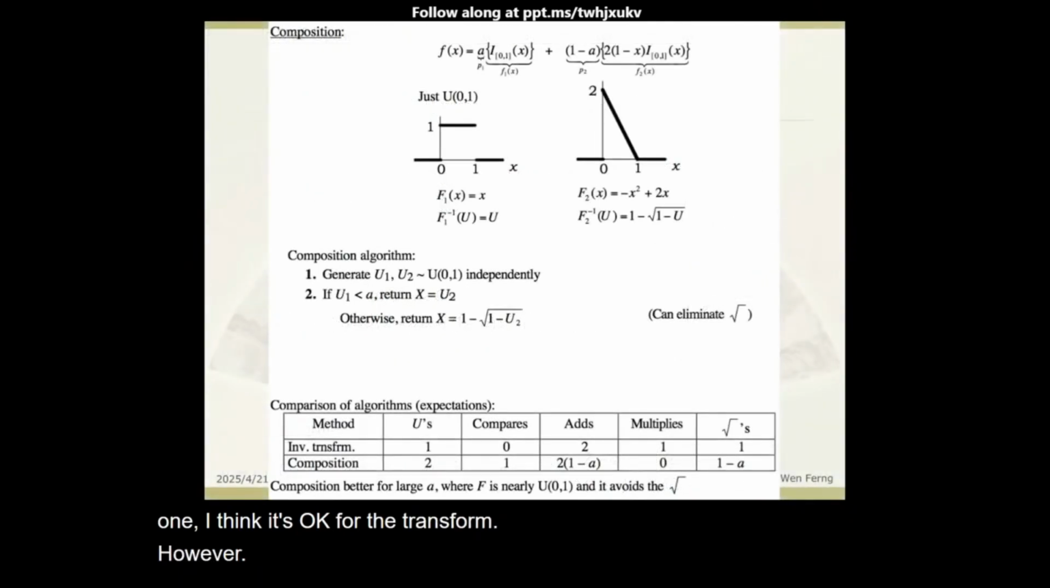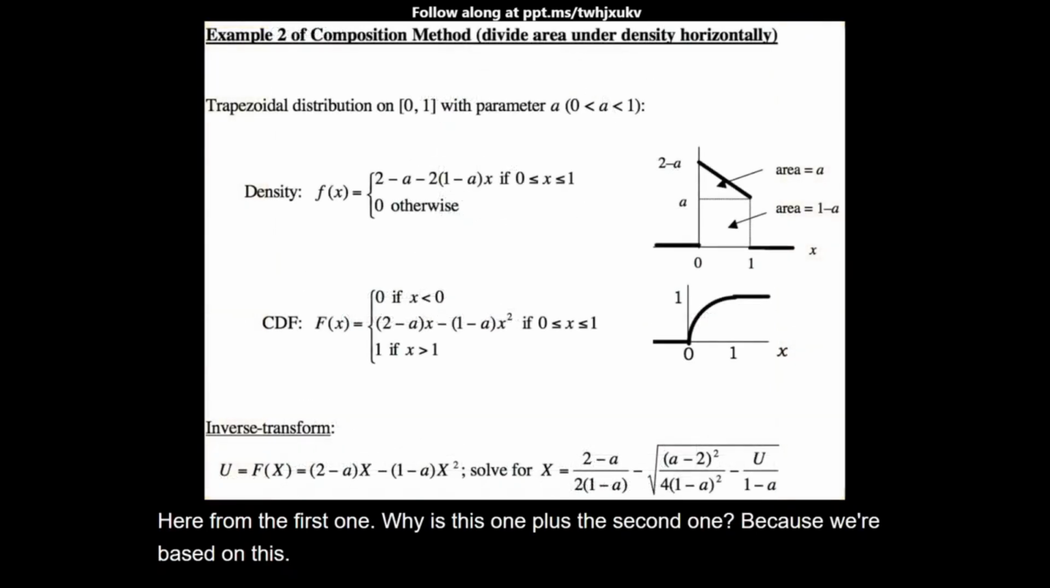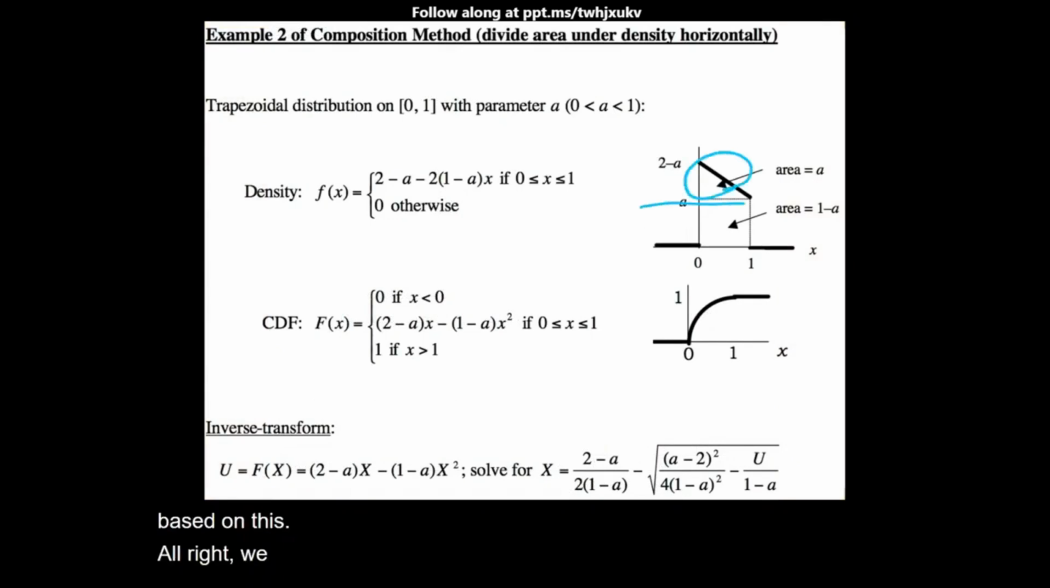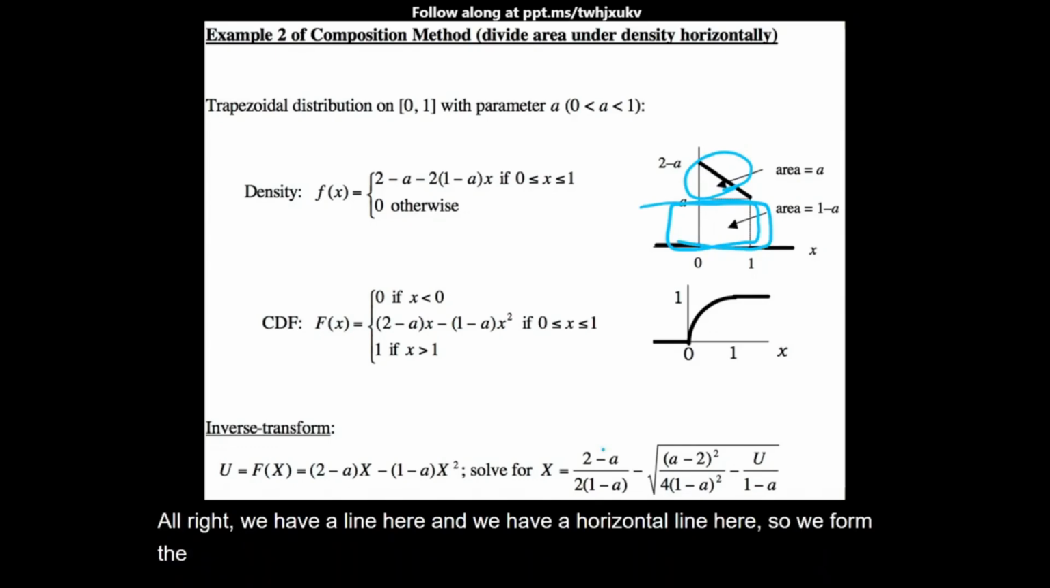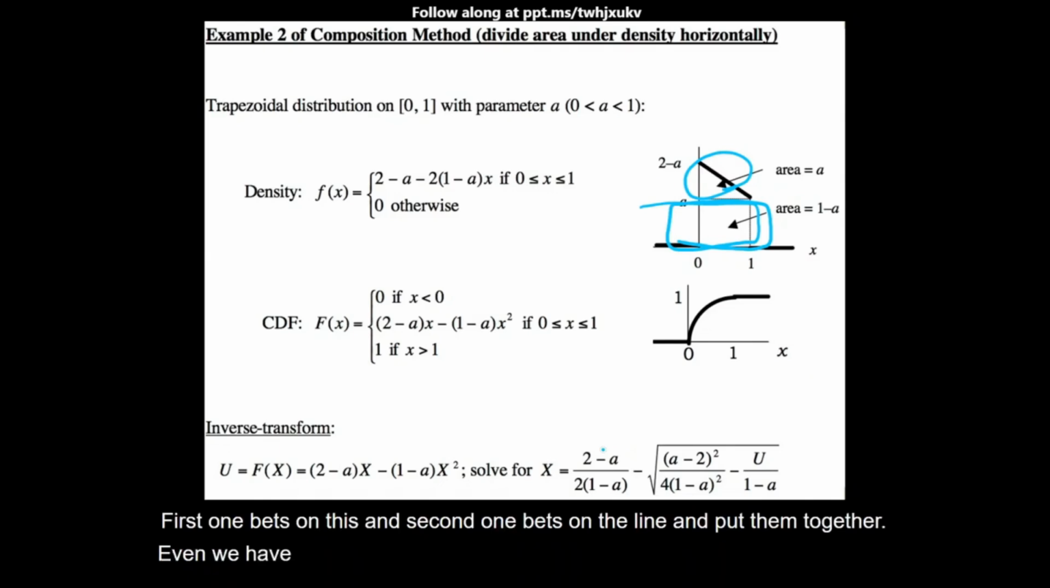here, from the previous one, why is this one plus the second one? Because we pass on this. All right, we have a line here, and we have a horizontal line here. So we form the two components for the same interval. First one based on this, and second one based on the line, and put them together. Even if we have the same range, the range here is 0 to 1.